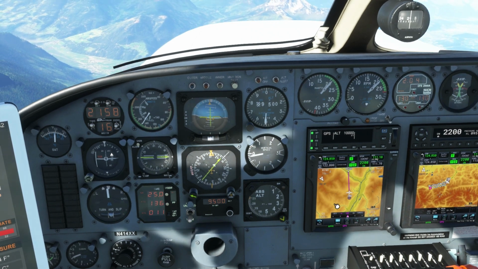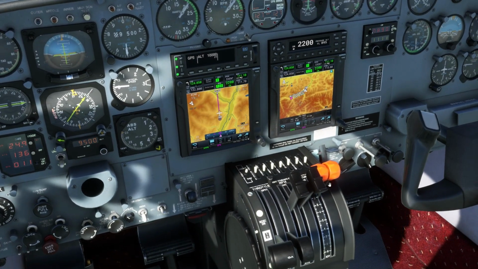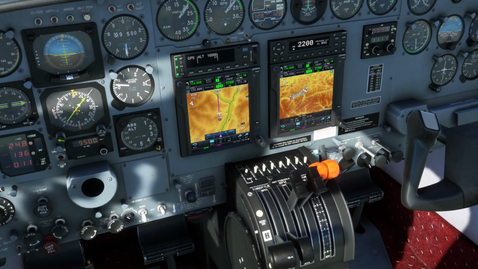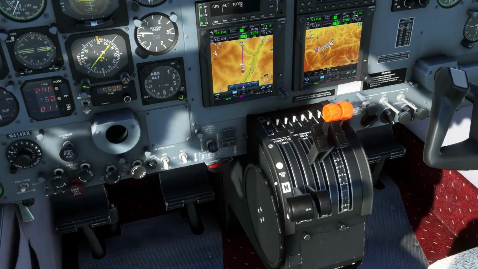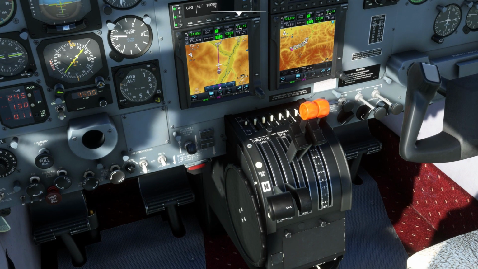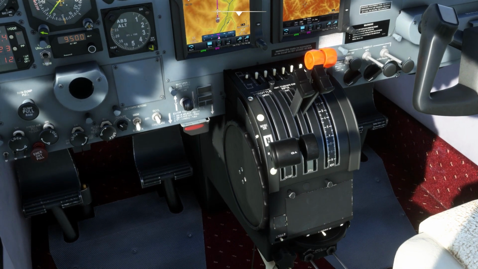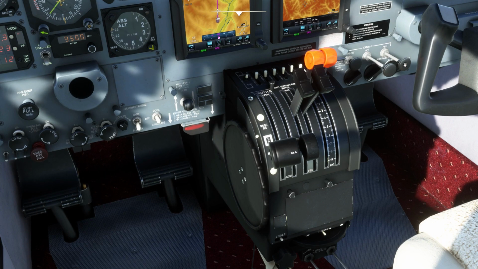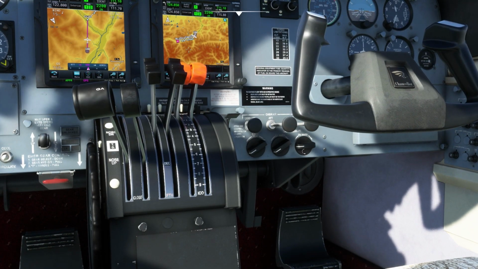I'm gonna take off some power. I'm gonna bring the mixture to full. I don't wanna have to deal with that. And I'm gonna put these to fully opened, so that I don't have to deal with them.